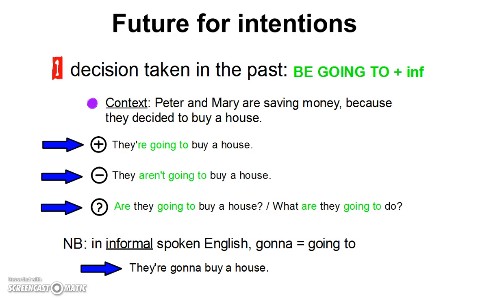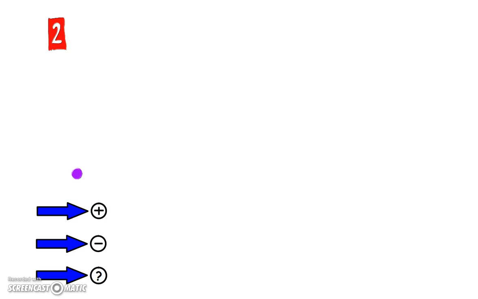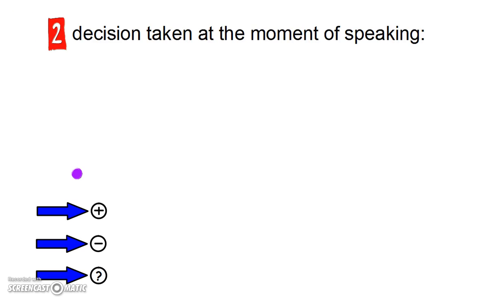So first situation, an intention that was taken in the past, premeditation. And the second, of course, is an intention without premeditation. So something that you decide at the moment. When you speak, you make the decision. Let's take the example first.